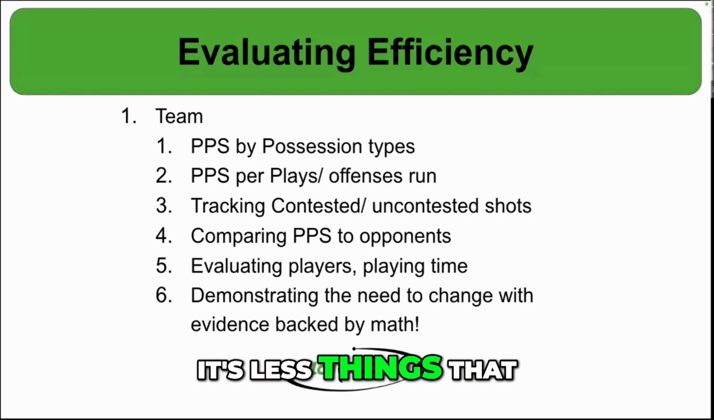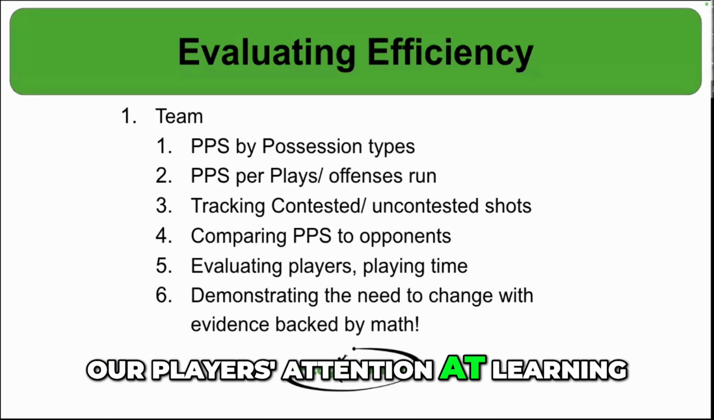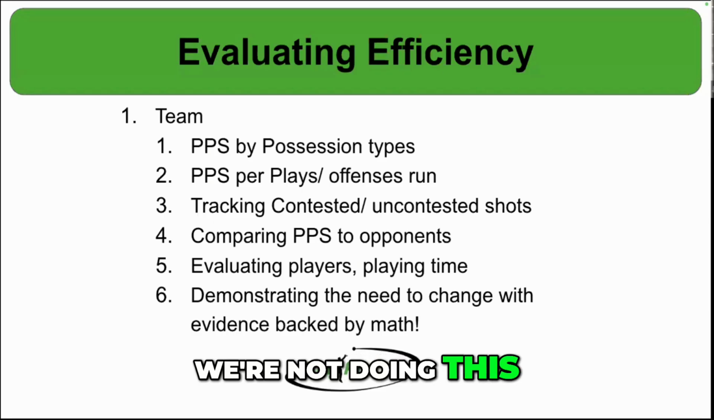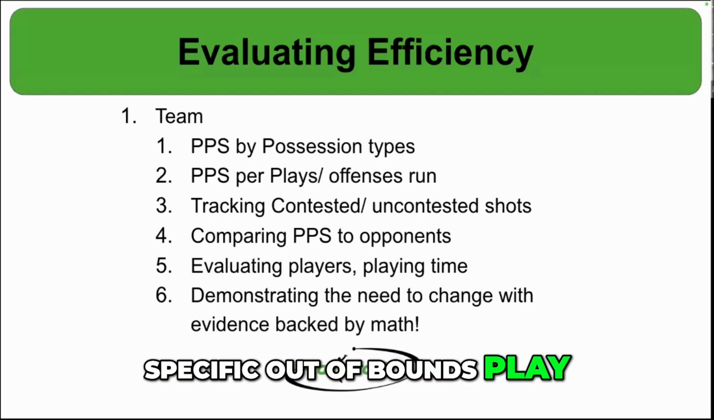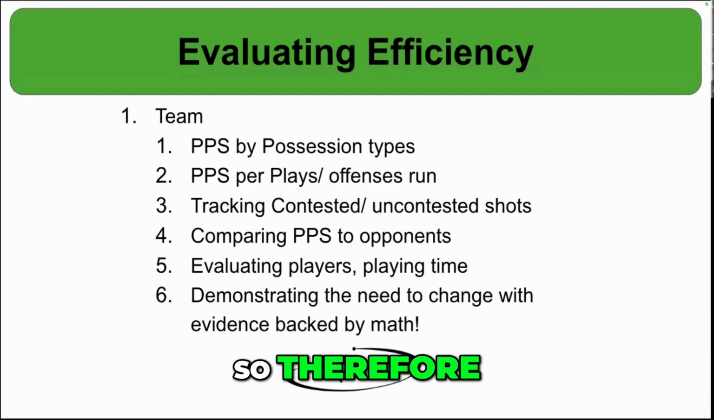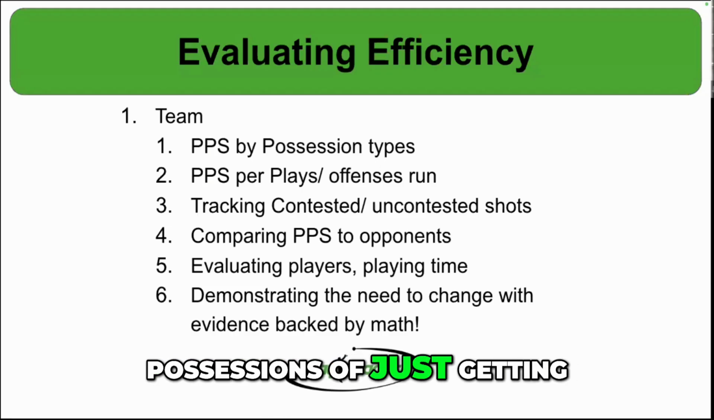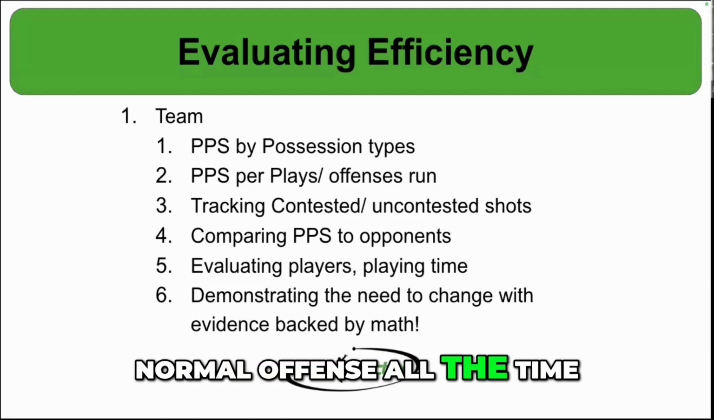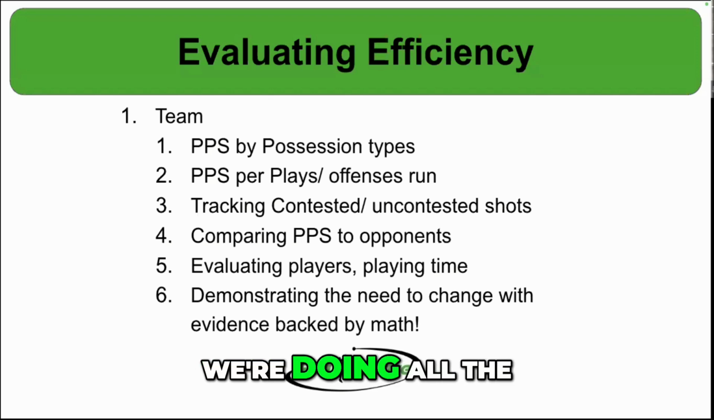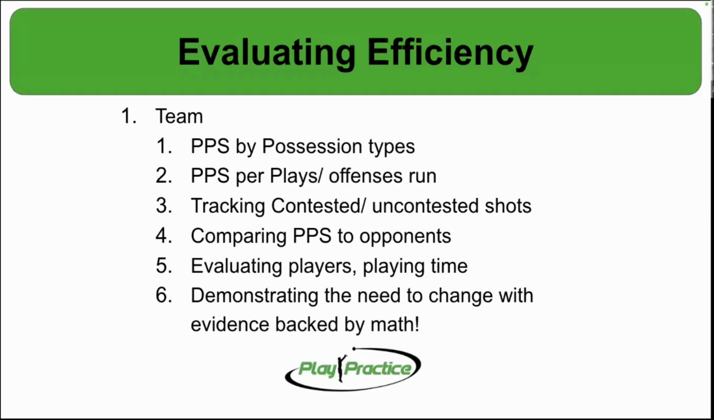And then it's also back to the simplicity idea. It's less things that we have to point our players' attention at learning. We're not doing this specific out of bounds play. It's just get the ball in, run our normal offense. So therefore, we get maybe those 5 or 6 extra possessions of just getting better at running our normal offense all the time. And as long as we're doing all the other work to set them up with spacing and timing and ability to get good shots, we are usually more efficient at that.